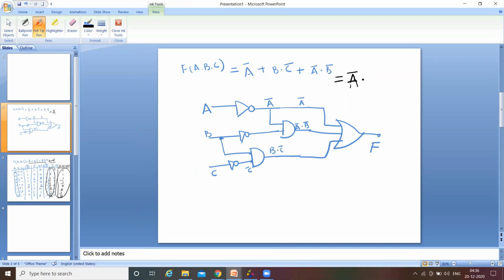A bar plus b dot c bar. This is a function.